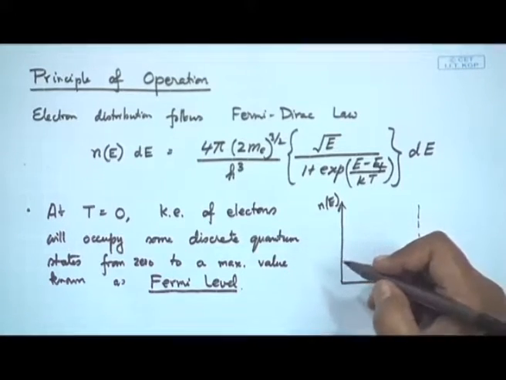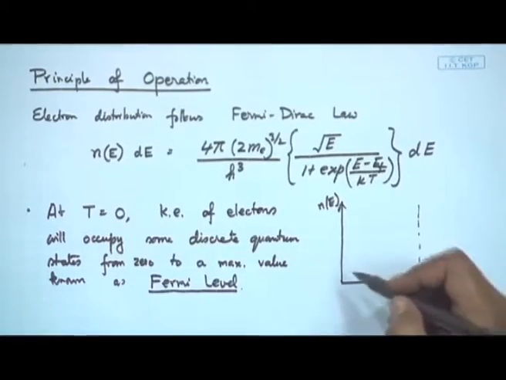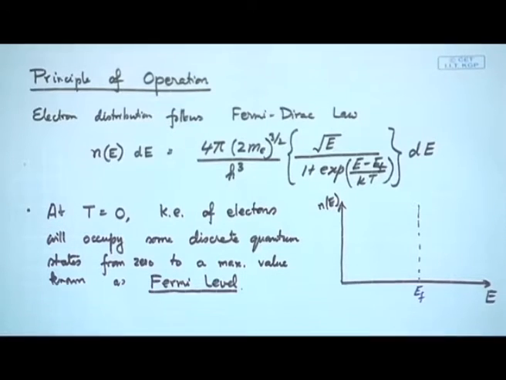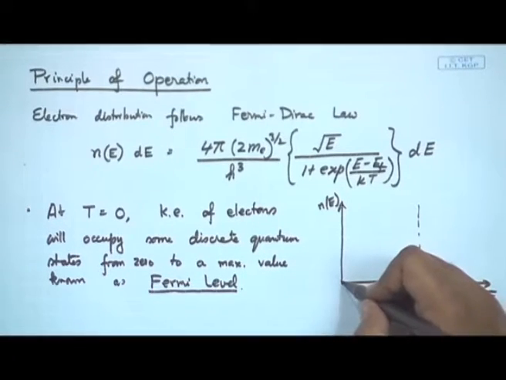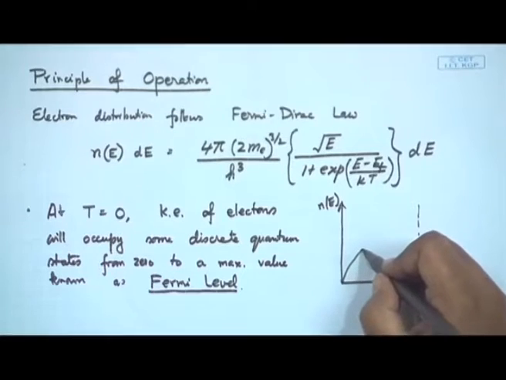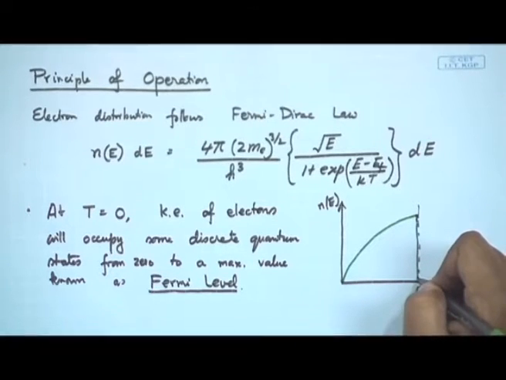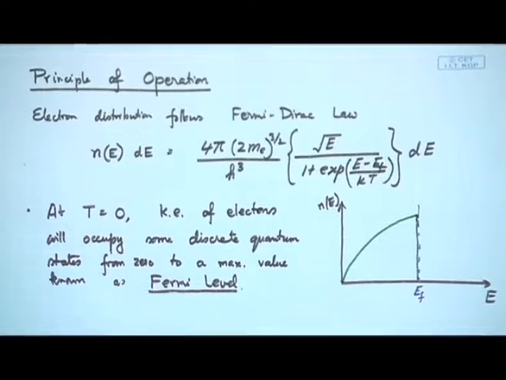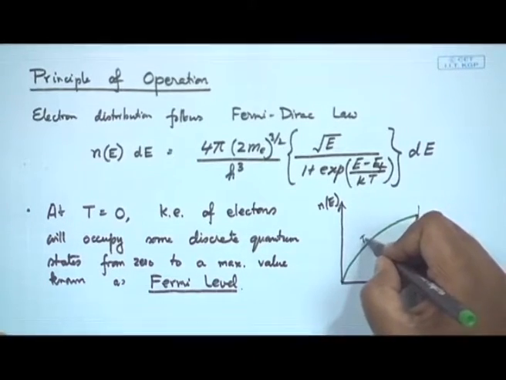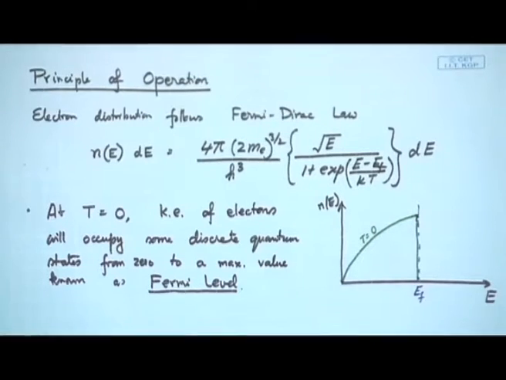So, if I now plot N of E, then the graph that I get looks as follows. And there is nothing above the Fermi level. So, this is the maximum energy that an electron can have at absolute 0. So, let me write it as T equal to 0.